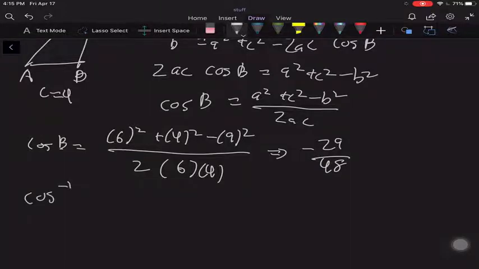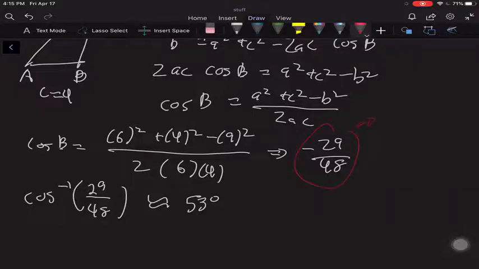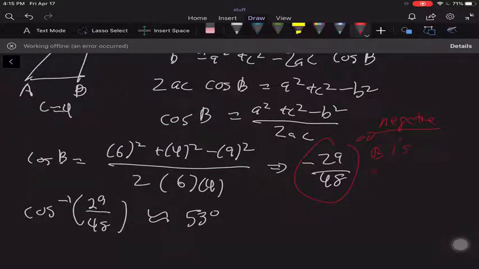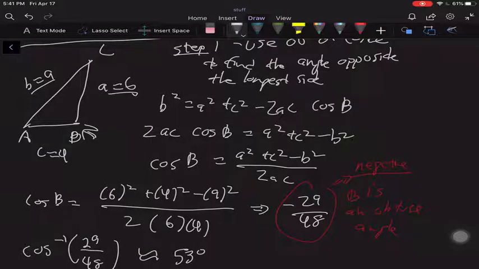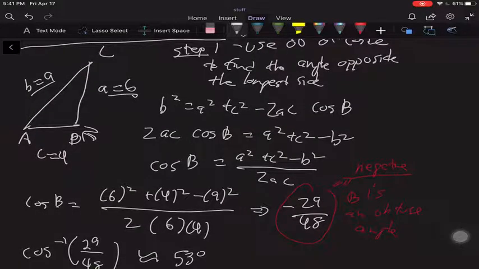And now we're just going to do this. Which is going to be approximately 53 degrees. And because our cosine of B here, this number, is negative, this means that B is going to be an obtuse angle. And because B is an obtuse angle, we're going to be subtracting 53 from 180. So we're going to get B is equal to 180 minus 53, which gives us 127.